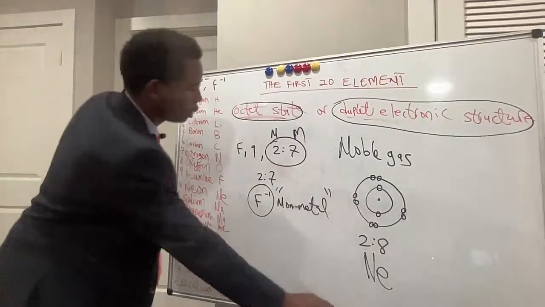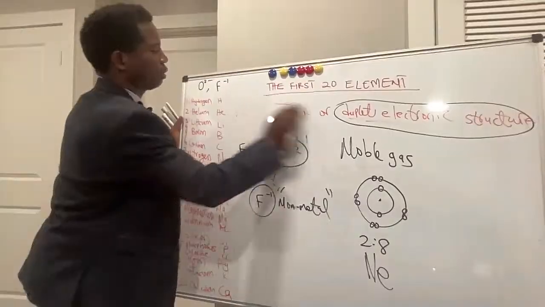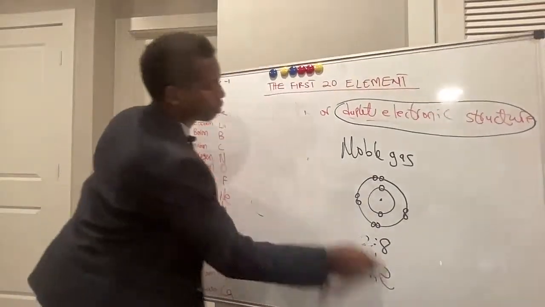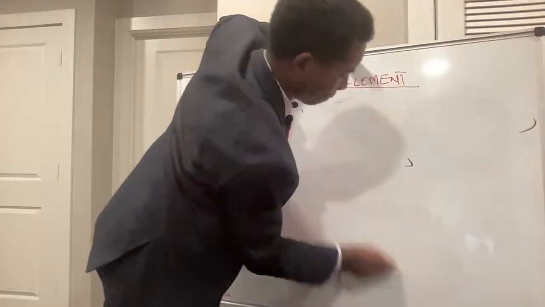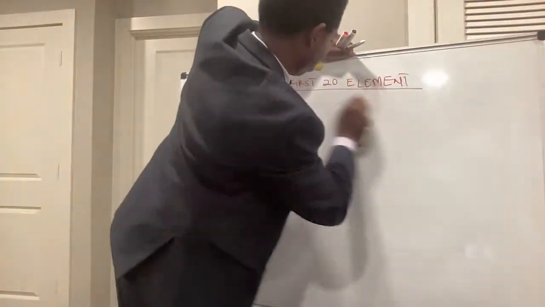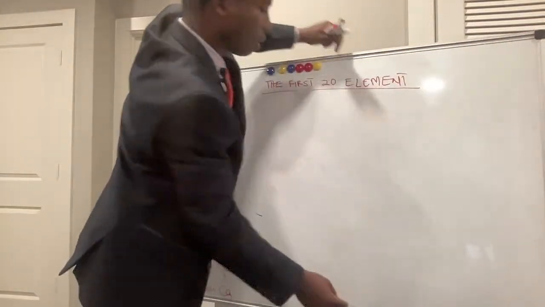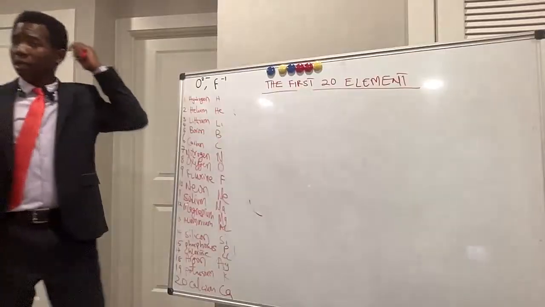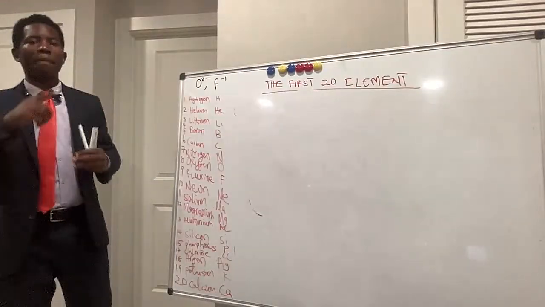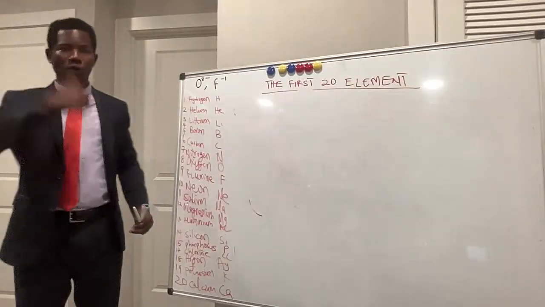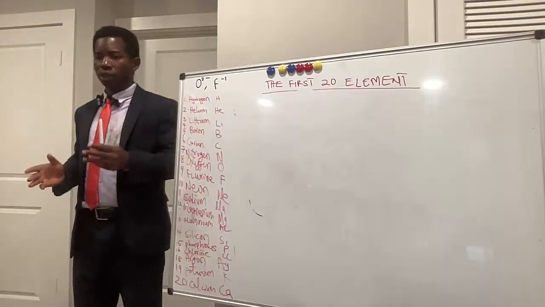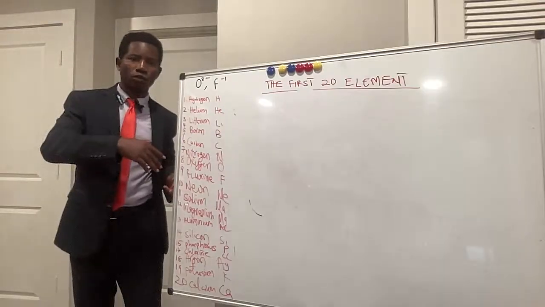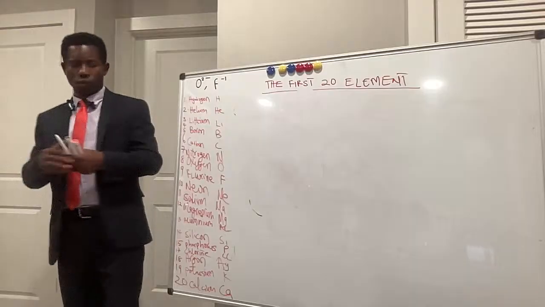Okay, so let's proceed. Now, an octet state can be attained in 2 ways: by gain of electron or loss of electron. Now let's proceed.